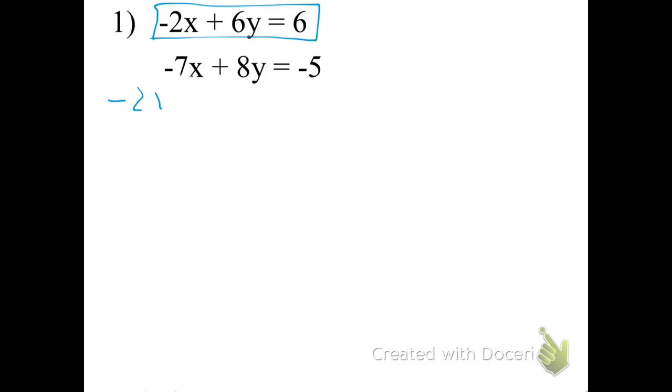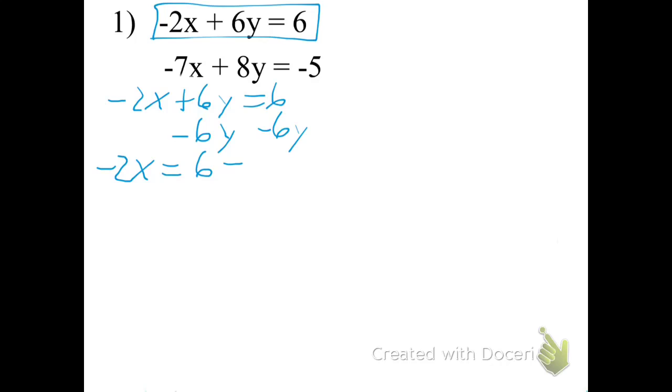So I got -2x plus 6y equals 6. I'm going to have to get rid of that 6y, so I'm going to subtract 6y from both sides. -2x equals 6 minus 6y. That 6 and the 6y can't combine, so don't try to. We got to get rid of what's in front of the x by dividing by the -2. And you divide everything by -2.